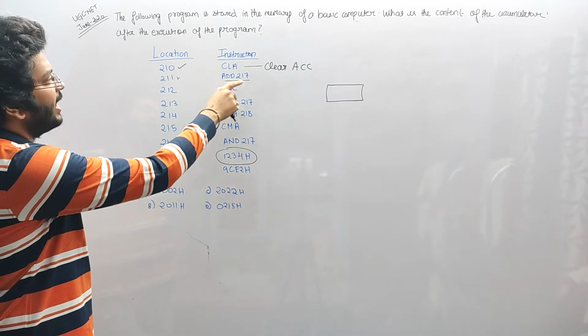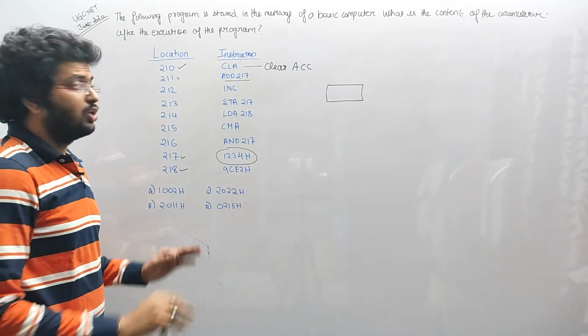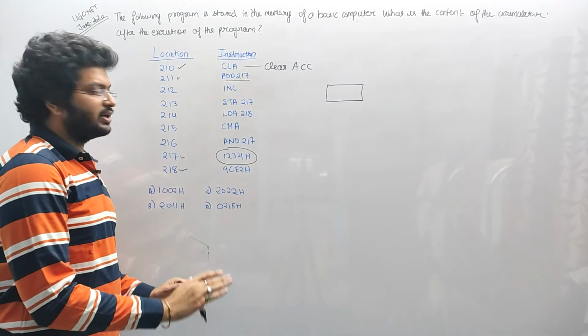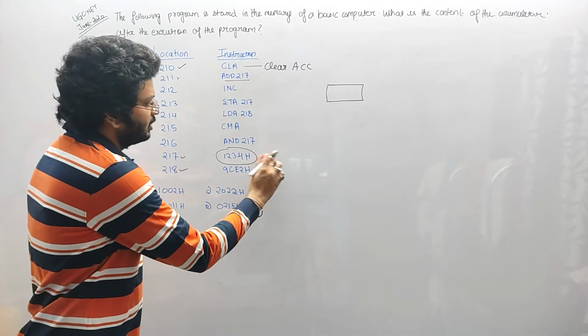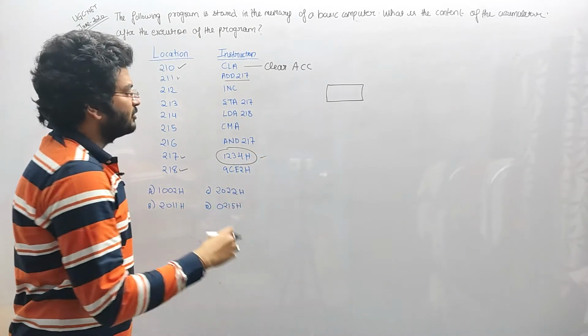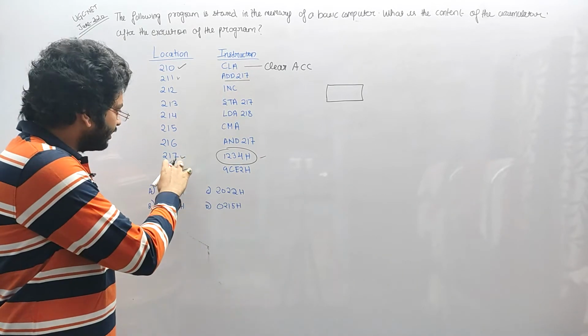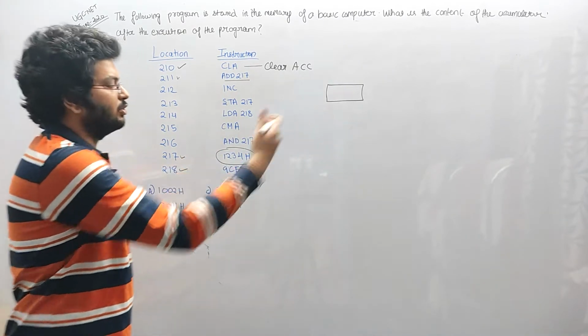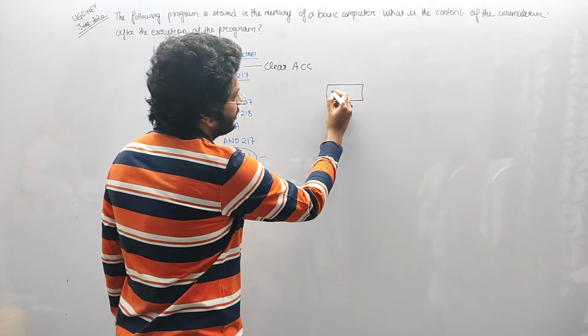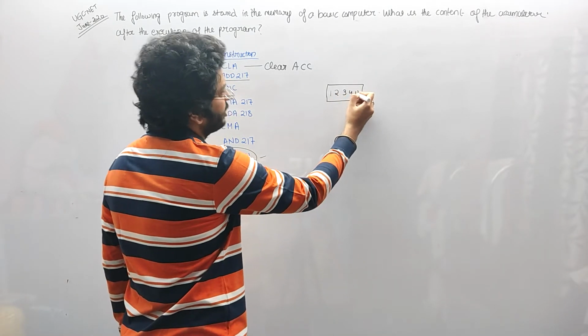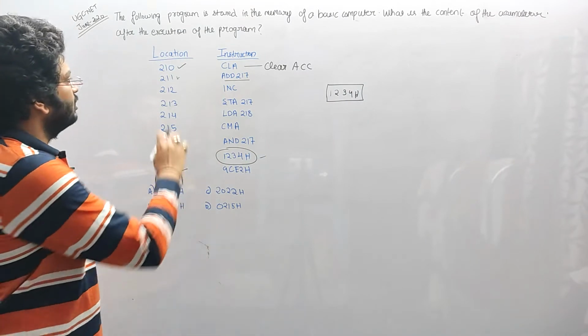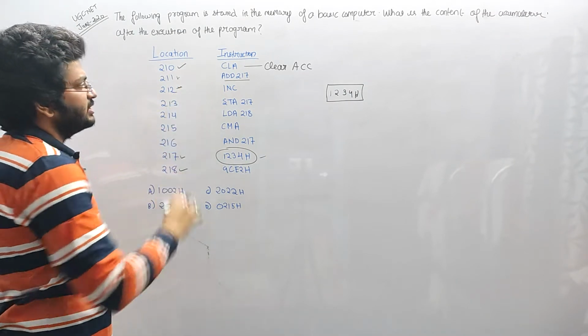It is saying add 217, meaning whatever is the content of 217, we have to place it in the accumulator because it is the first operand. Whatever is the content of 217, we have to place it in the accumulator. So I am placing it here: 1234H. Okay, fine. Now instruction 212 says increment.